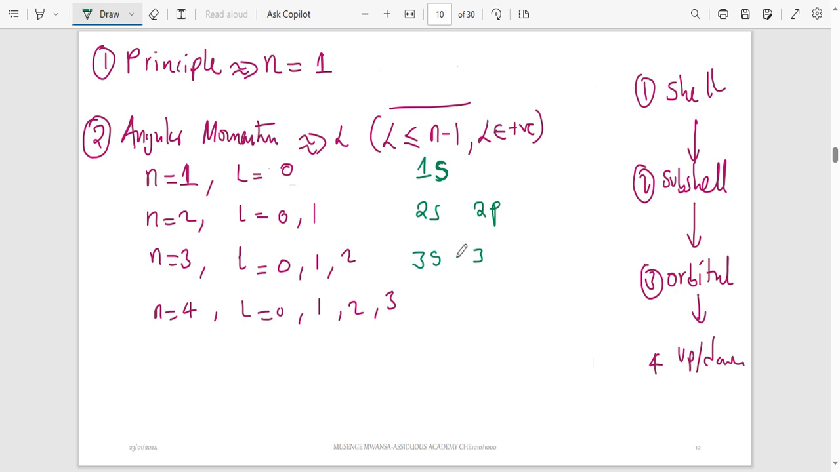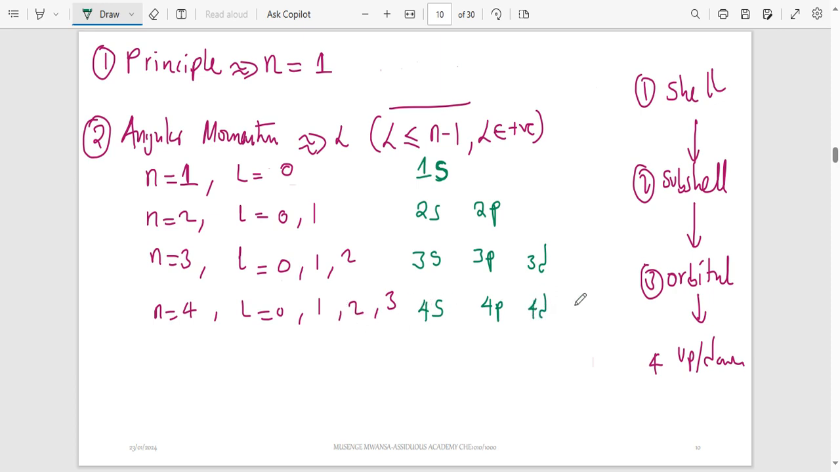When L is 1, that is going to be P. When L is 2, that is a D orbital. And then for the next one, when n is equal to 4, we're going to have 4 in front. When L is 0, that is an S orbital. L is 1, that is a P orbital. L is 2, that is a D orbital.